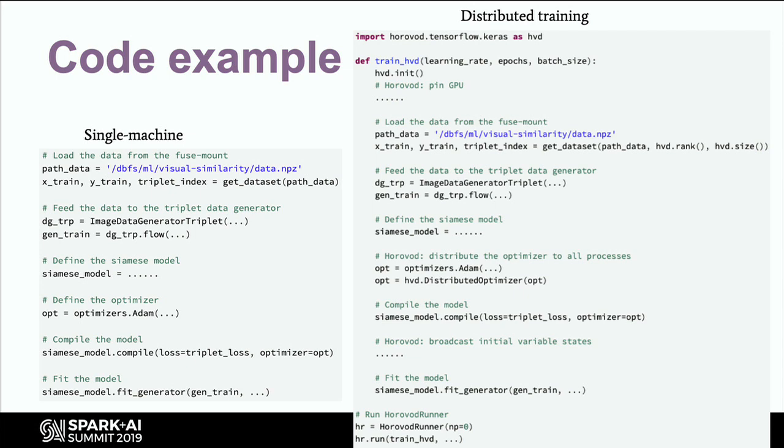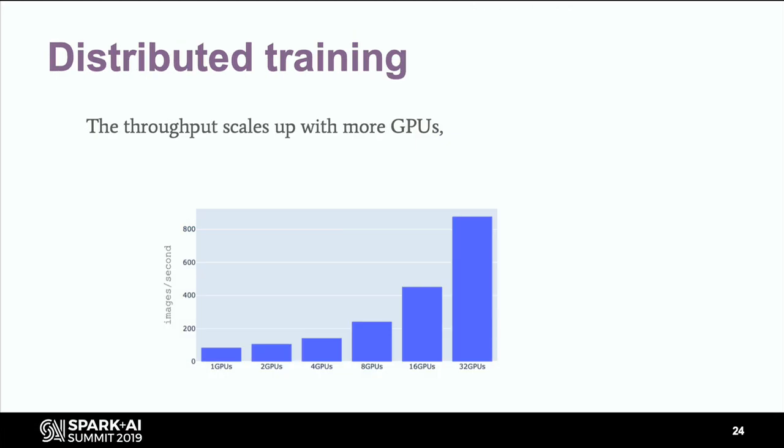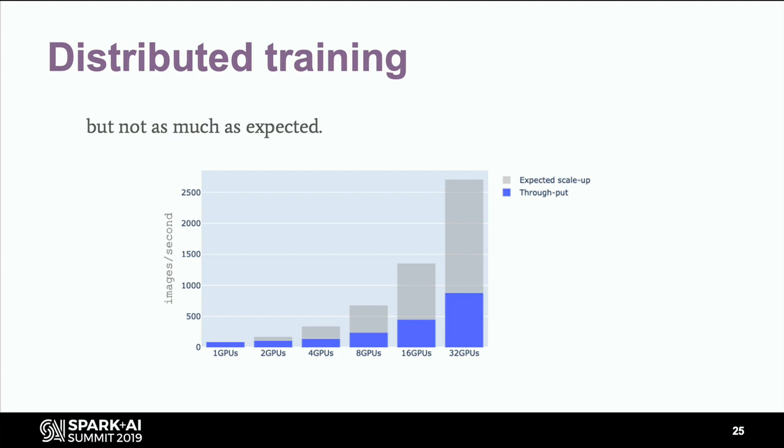And what can that bring us? It can bring us a really good scale-up. We can scale up by 10 times by increasing the size to 32 GPUs. This is the throughput performance. However, this is still a little lower than I expected. The ideal situation would be 32 times with 32 GPUs. And in the Horovod documentation, you can see that for some good deep learning tasks, the scale-up can be about 90%. But in our case, we didn't reach that far. So this is the difference between the ideal, expected scale-up and the real scale-up.